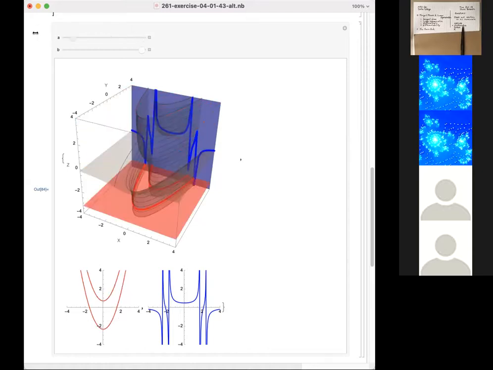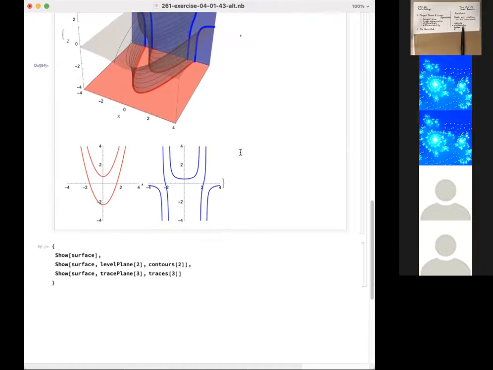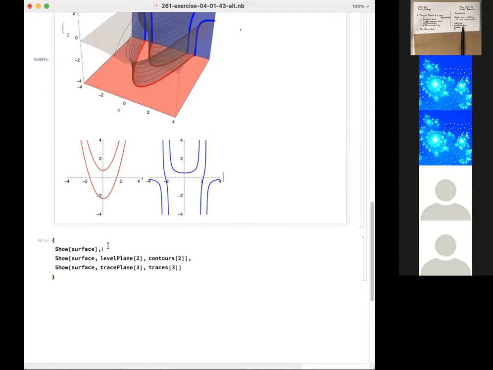Okay, so don't neglect the pictures. The pictures alone would not be a solution to this, but the pictures here are adding powerful visual evidence for your solution. So look up the Manipulate command, play with it someday, and I could show you the surfaces.